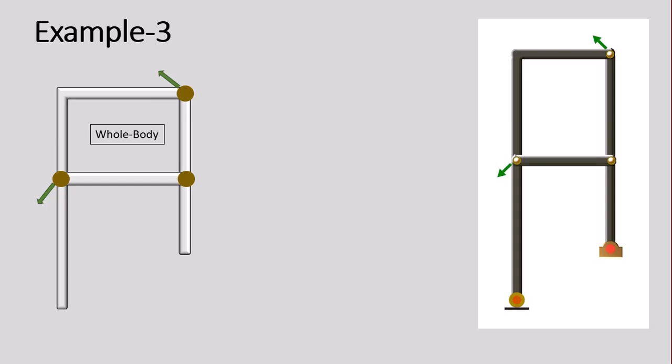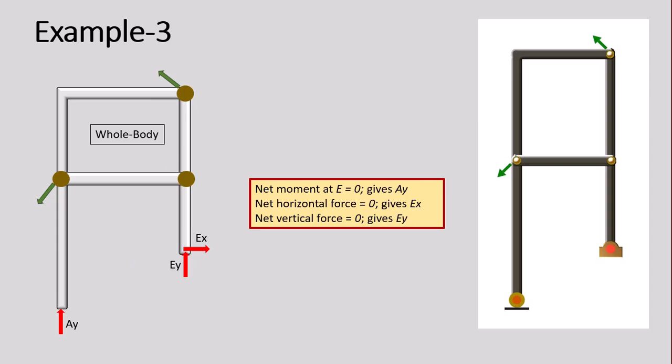Again, begin with the whole free body diagram, add forces. This is a roller, so there is no horizontal force here, only a vertical force, Ay. So in this whole free body diagram, we have only 3 unknowns and we can determine all of them. So Ax, Ay, Ex and Ey are now known.